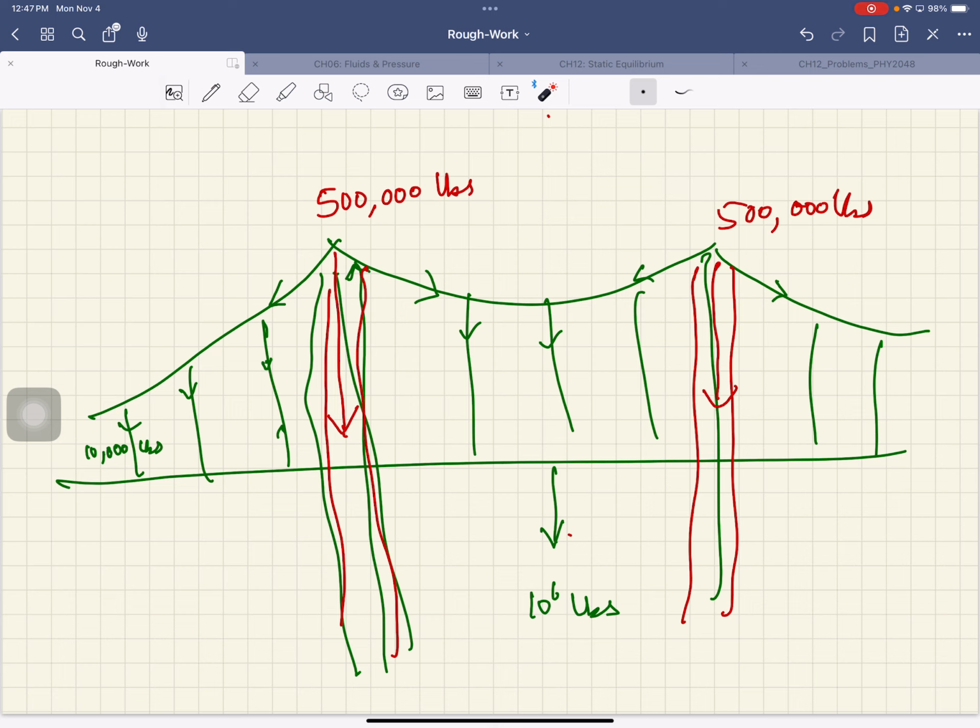So this 1,000,000 pounds got turned into two 500,000-pound compressive forces. And these tensile forces that were stretching the cables were only 10,000 pounds. So the small forces are tensile and the largest forces are compressive. That's the idea of the design.